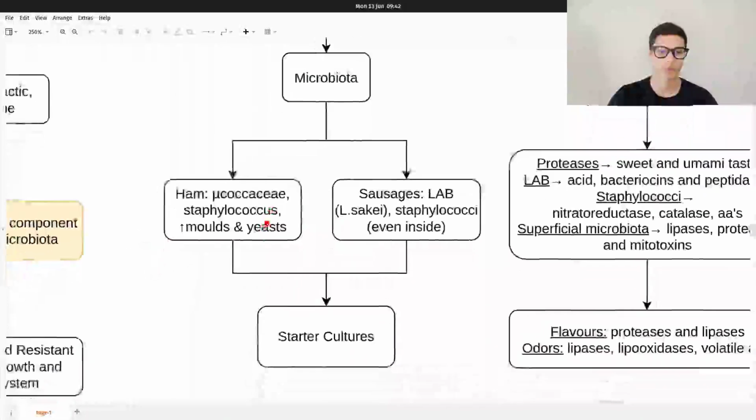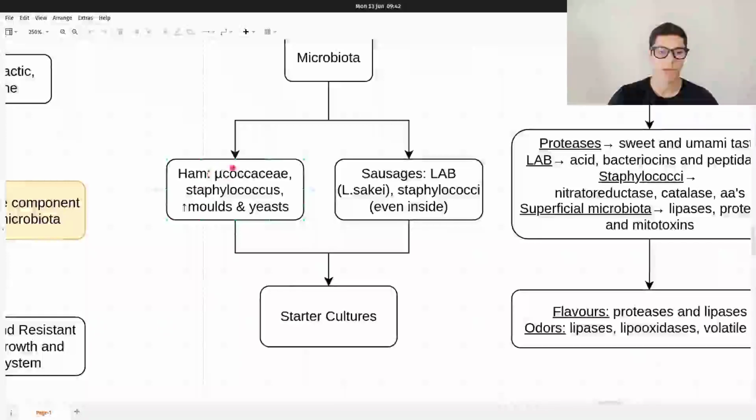Let's start with the microbiota, and in the ham, we have the micrococci and the staphylococcus, as well as high amounts of mold and yeasts. The staphylococcus is mainly on the surface of the ham, and of course we use starter cultures. In the case of sausages, we use the lactic acid bacteria such as Lactobacillus sakei and Staphylococci are as well used, but they are even inside the sausages, whereas in the ham, the Staphylococcus was on the surface. And for both of them, we use starter cultures.